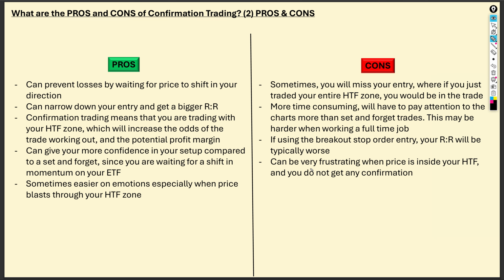Last but not least, it can be very frustrating when price is inside our higher time frame and you don't get any confirmation. If you're a day trader, if your higher time frame is a 15-minute with a 1-minute entry, this isn't going to be as frustrating because you're going to get a pullback to your 15-minute time frame within an hour sometimes. Whereas if you're trading the daily and the H1, that's a while. It could be a week until price pulls back into your zone, and then you might not even get the confirmation. So it's more frustrating for swing traders. But remember, there are pros and cons. Always refer to this PDF to understand the pros and cons and to help slap you guys back into reality.